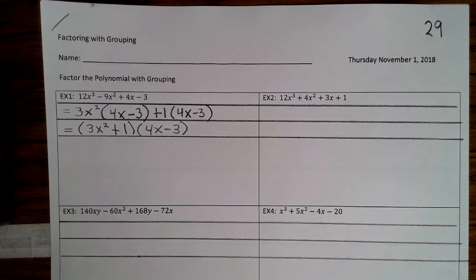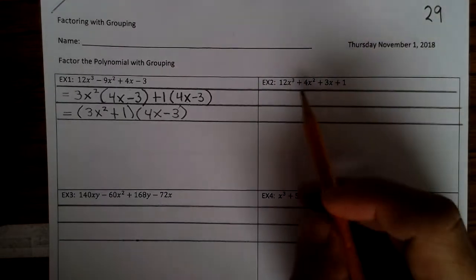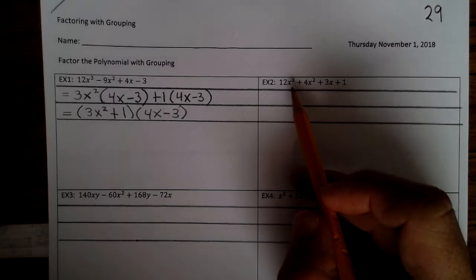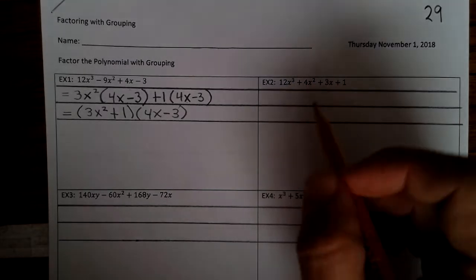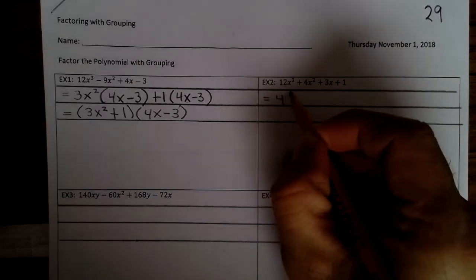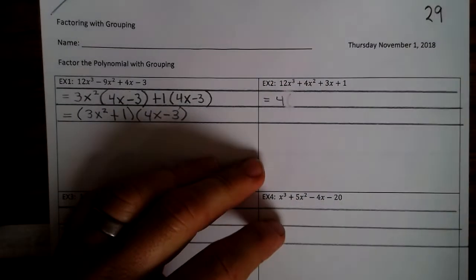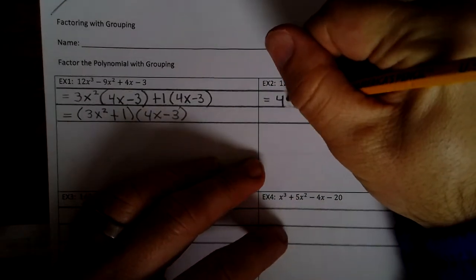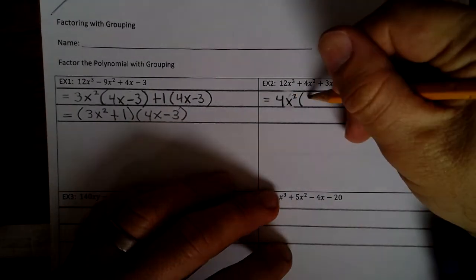All right, let's take a look at example 2. All right, so here, step 1, group terms. Step 2, we factor the common binomial. So it looks like here, the largest number we can factor out is 4, and the largest exponent is x squared, so 4x squared. Now that leaves 3x plus 1.